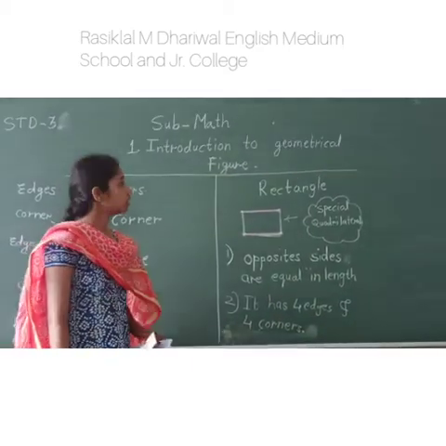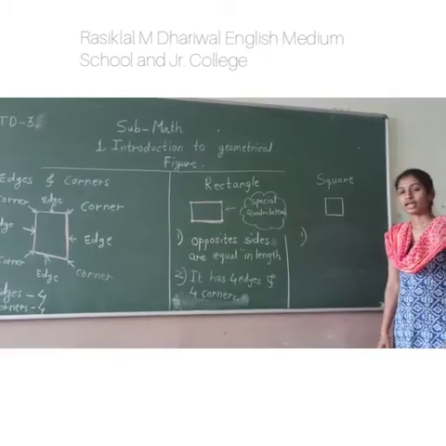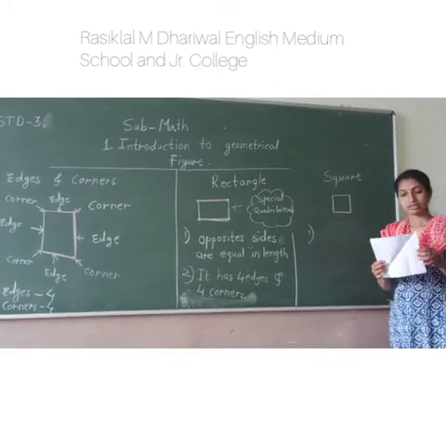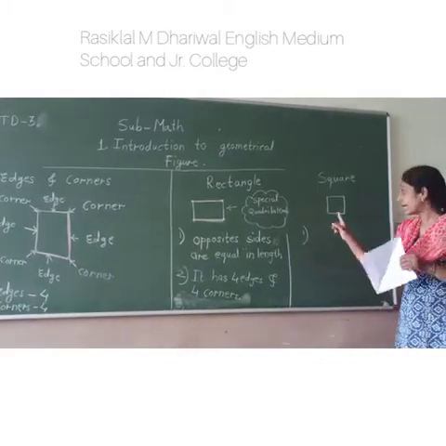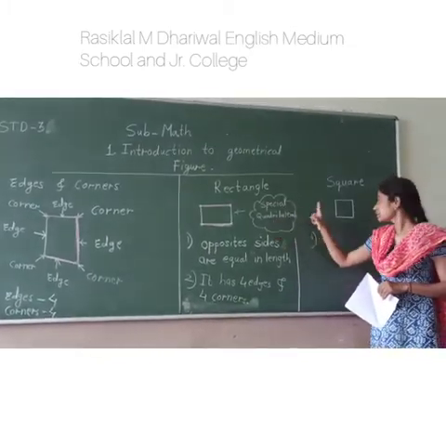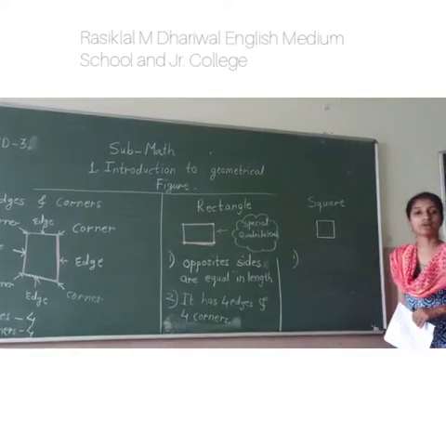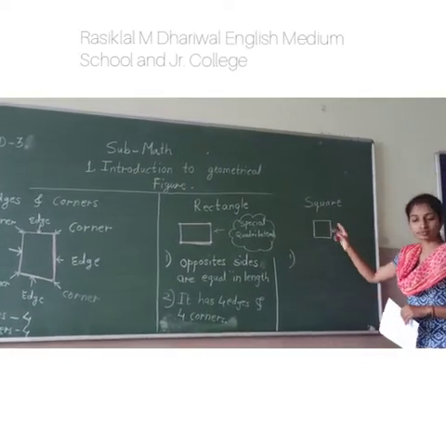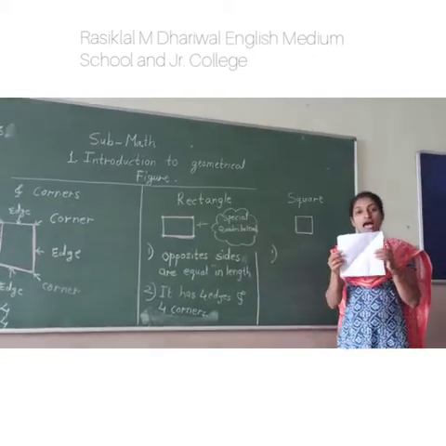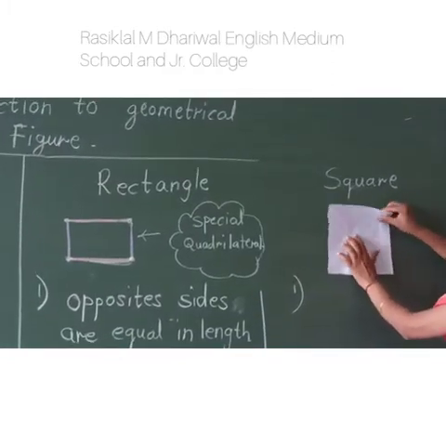Now let's see the next geometrical figure, that is square. It is also a special type of quadrilateral. Okay, children? It is a four-sided figure. 1, 2, 3, 4. But why do we call it a square? Because all sides of a square are equal in length. Let's see how.